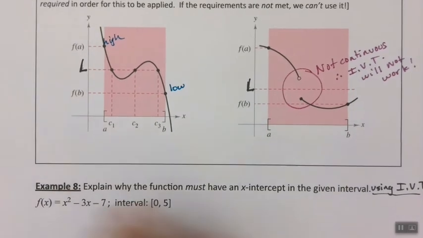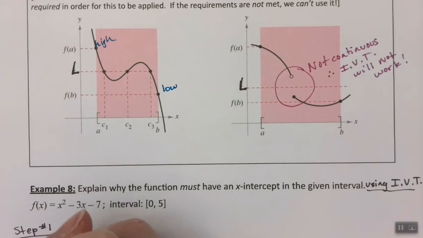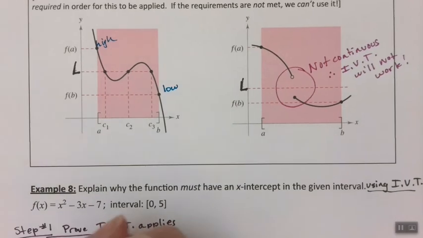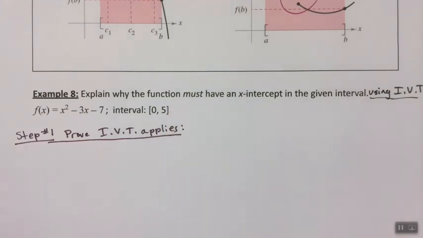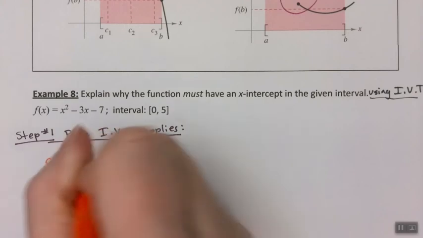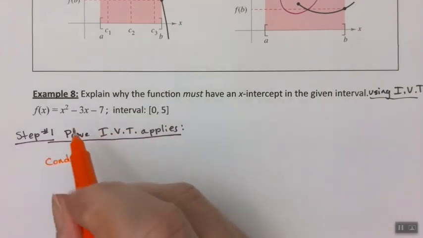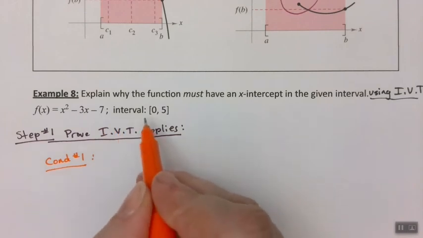You can't just go off willy-nilly using a theorem like this. So we first need to, step one, prove that the IVT applies. This is important, and you don't want to lose points for not doing it. So you have to prove that it works. So start off with condition one. Condition number one was that our function, f of x, which is this function right here, is continuous on this interval.